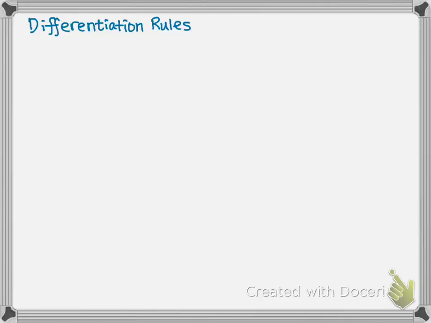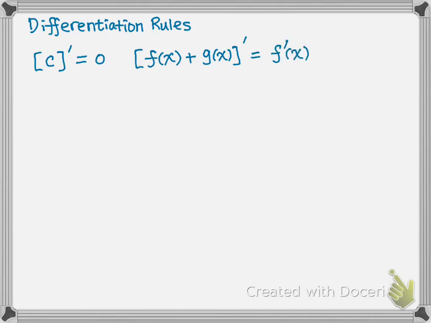There are more differentiation rules that can help us take the derivative of a function without always needing to call the limit definition of a derivative. For example, the derivative of a constant is 0. The derivative of a function f of x plus a function g of x: when you take the derivative, you just take the derivative of each function and add them up. So the derivative of a sum is the sum of derivatives.